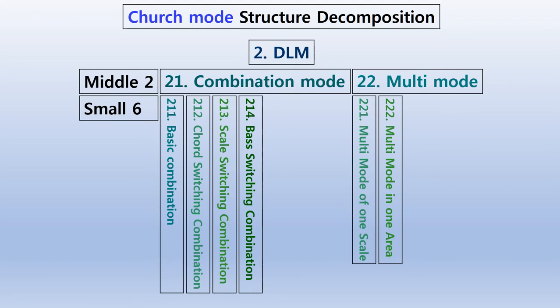Downward line method consists of basic combination, chord switching combination, scale switching combination, and bass switching combination methods in combination mode, and multimode of one scale and multimode of one area in multimode. This is done in a total of 6 ways.